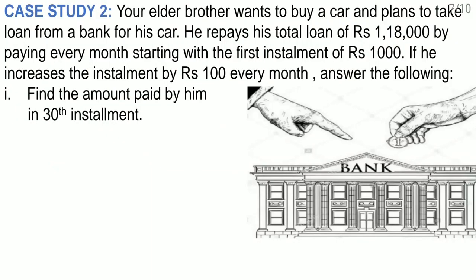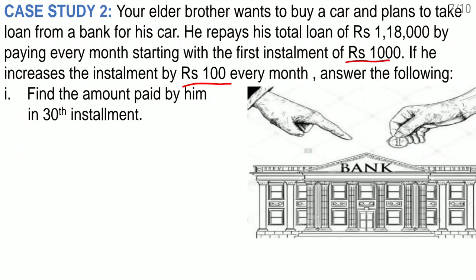Come to the second case study question. Your elder brother wants to buy a car and plans to take a loan from a bank for his car. He repays his total loan of rupees 1,18,000 by paying every month, starting with the first installment of rupees 1,000. If he increases the installment by rupees 100 every month, answer the following questions. First one, find the amount paid by him in 30th installment.